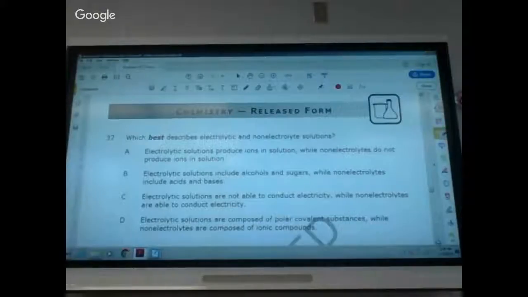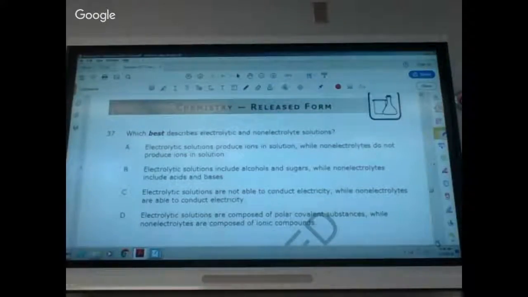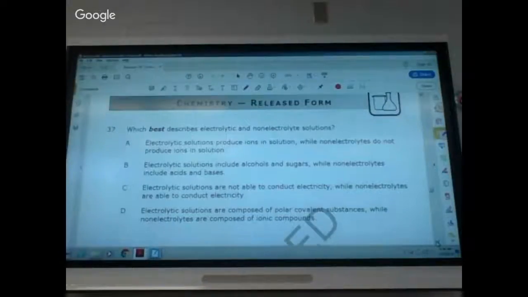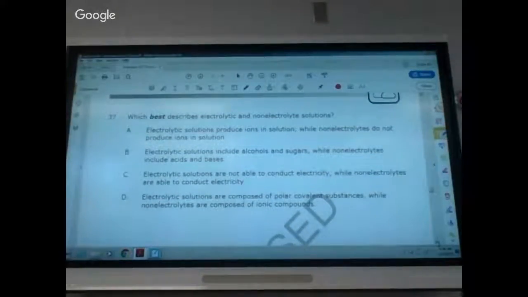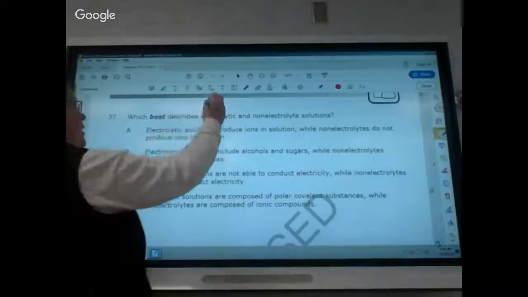All right, electrolytes and non-electrolytes we did not do. Guess B and move on. The answer to this question, basically electrolytes conduct electricity and non-electrolytes don't. Okay? These conduct.